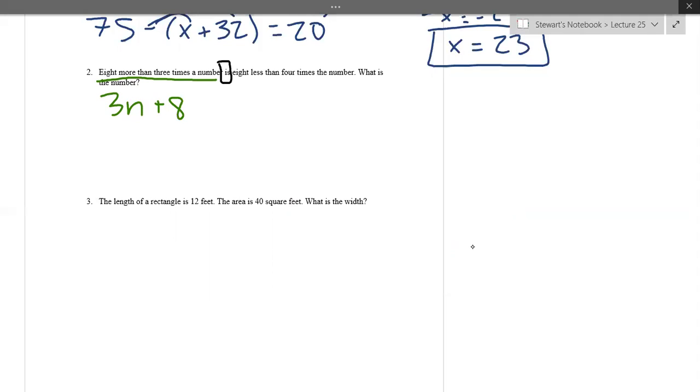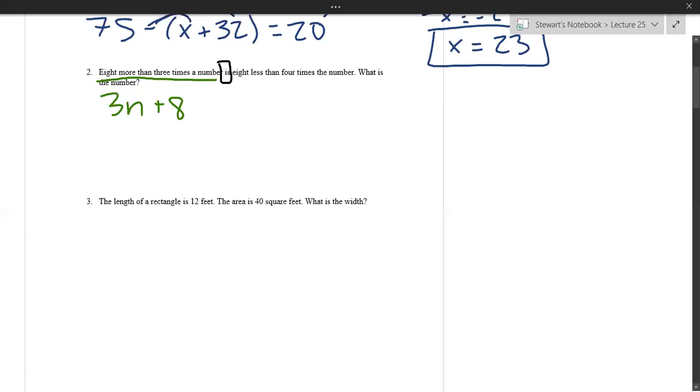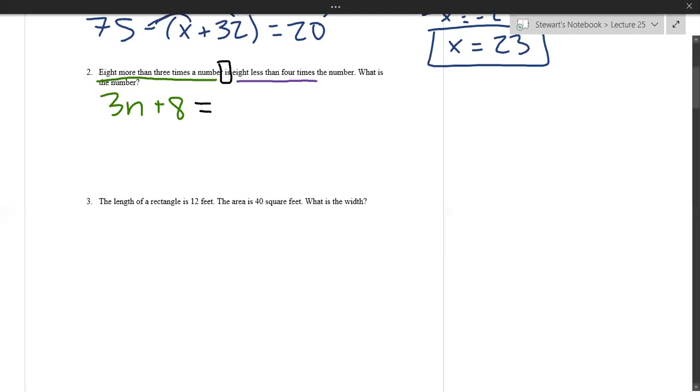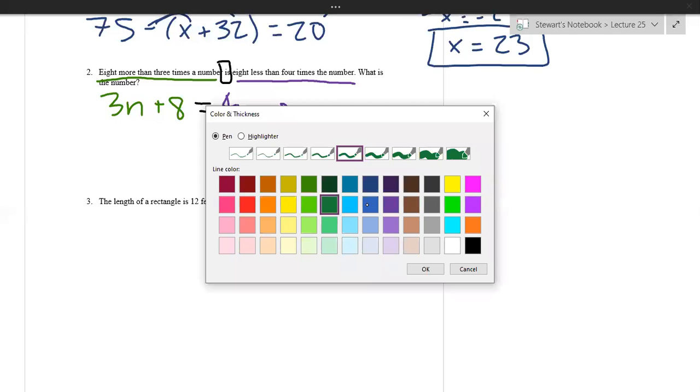Then "is" in this sense means equals, because it's dividing these two expressions in the sentence, but it's in between them, so we're going to set them equal to each other. And then we have 8 less than 4 times the number. So we have the same number, we're multiplying it by 4, and then 8 less than means we're subtracting 8 from it. And now we have an equation that we can solve.